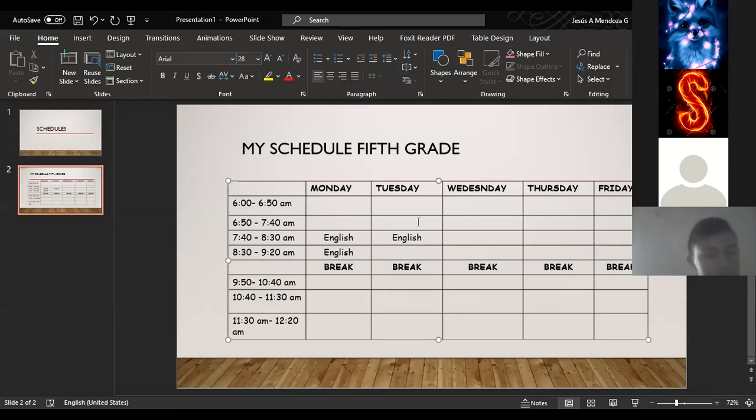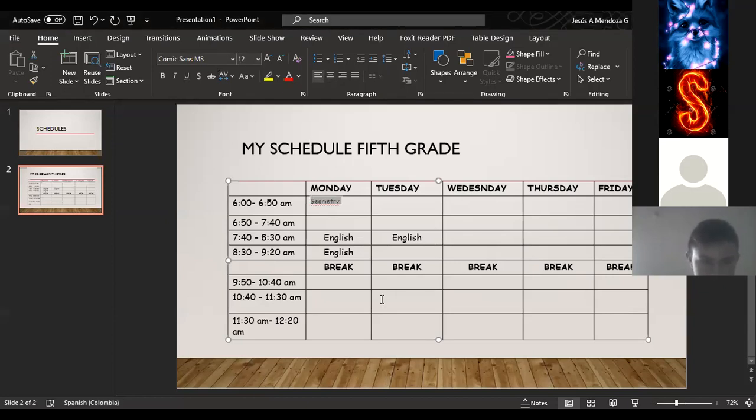Geometría es a la primera y naturales a la segunda. Ok, how do you say geometría in English? ¿Cómo decimos geometría en inglés? Does somebody know? ¿Alguien sabe? It's geometry. I think it's geometry. I'm going to check. Lo que tenemos es geometría. So, you say geometry.